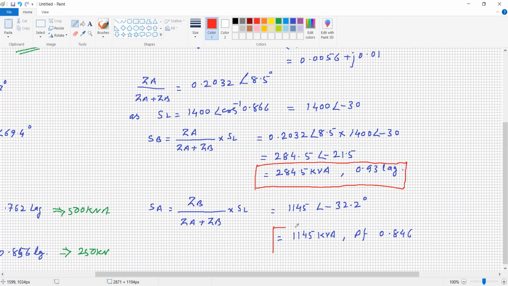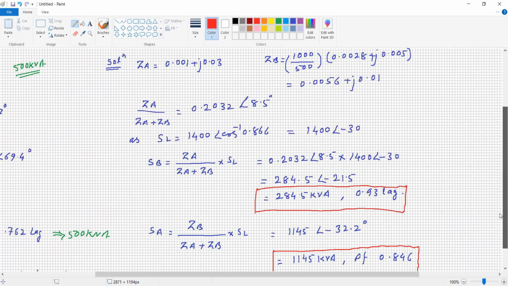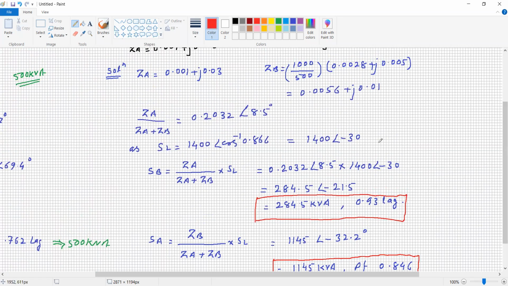Again, the reason is that they do not have equal resistance to reactance ratio. Transformer B's reactance is small as compared to this one, so it is supplying less power. So these are some numericals based on parallel operation of transformers.